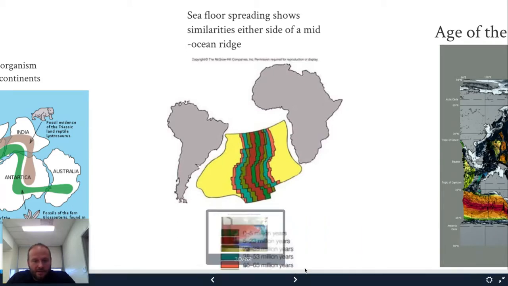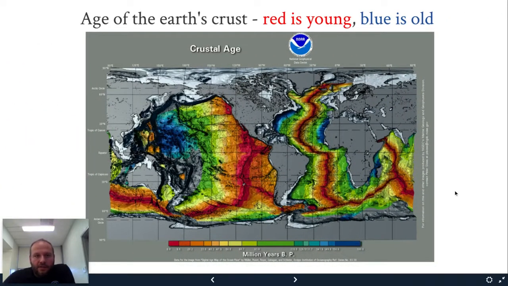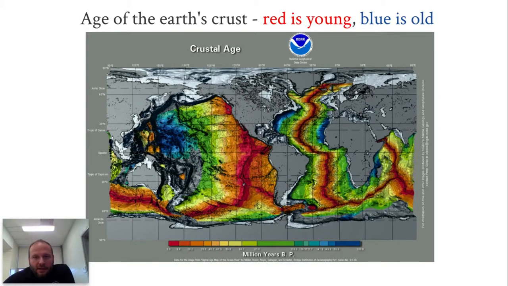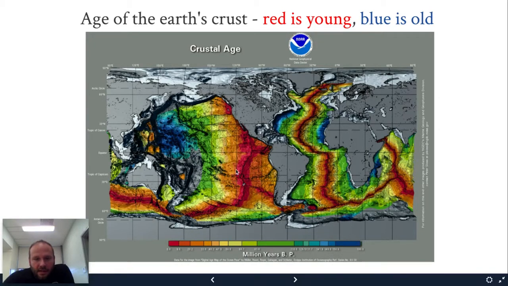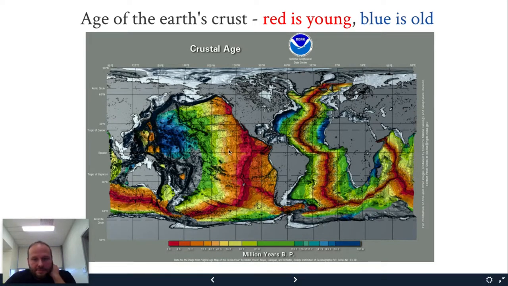This is older rock further away, newer rock as it gets closer. So the age of Earth's crust, red is young, blue is old. You can see closer to that ridge is the younger rock, or younger crust, and then further away is the older. It's kind of hard to see in this picture, but this is South America, this is North America here. So you can see the young rock is right along the edge, and the old rock or crust is further away from that ridge.